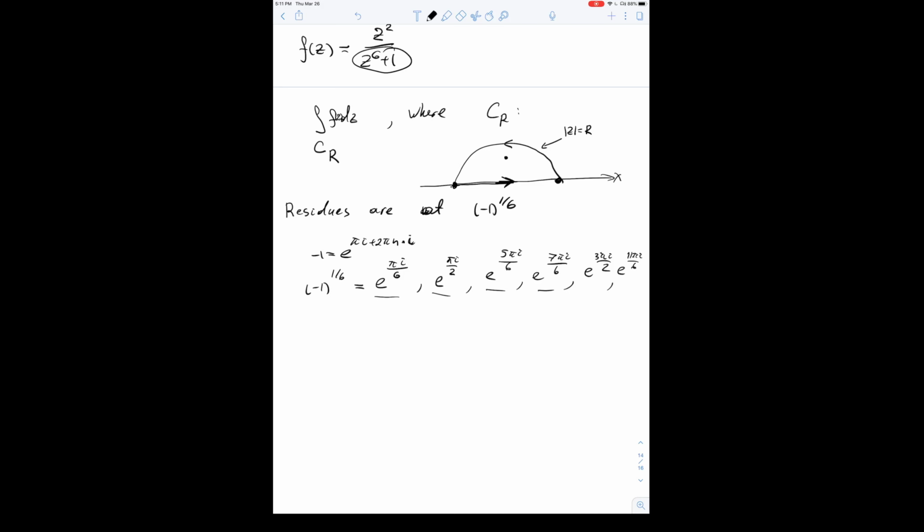So which ones are residues? Well, e to the pi i over 6 is somewhere here. Then the next one is this, the next one is this. Let's draw a picture again. So one is here, another one is here, another one is here, and then another one is here, and here, and here. So these ones are residues, and these ones are not, because they're not in the contour. So only these three friends are residues, and these are not.